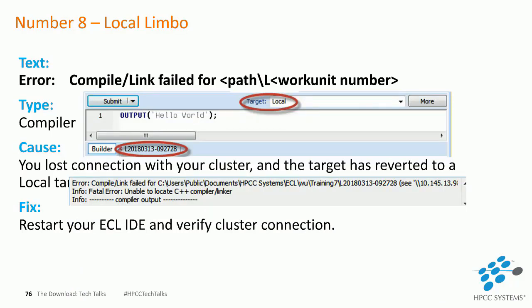All right, so here's some example code. You'll know this if you get this. First of all, try to change your target back to either Thor or Roxie or HThor. And if you can't change your target, that means you've lost connection with the cluster and you need to reboot. And again, the work unit itself with the letter L is indicative of a local target.